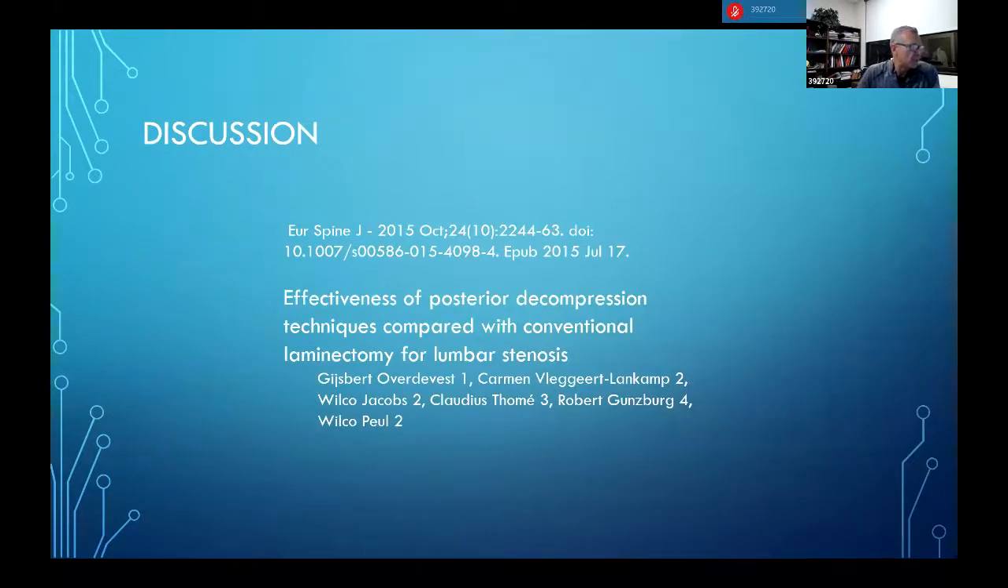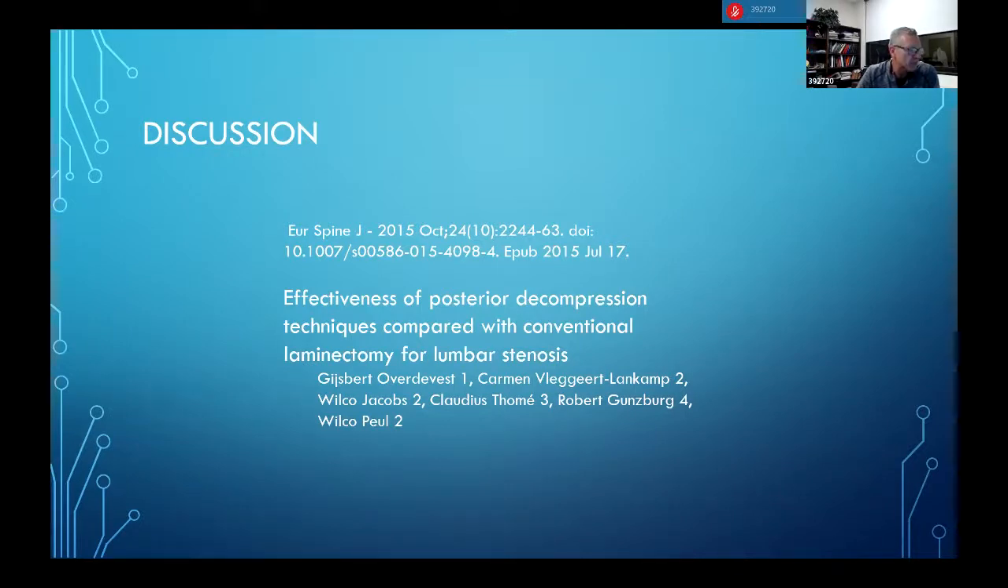So that's all I have for the technique here. I did put together a study looking at bilateral decompressions, which I do a lot of now, trying to preserve the spinous process and interspinous ligament at the segments I'm decompressing for stenosis. There's a meta-analysis from 2015 looking at a bunch of studies on the effectiveness of posterior decompression techniques. I think the only thing they found was a very slight trend towards decreased iatrogenic instability with bilateral laminotomy versus laminectomy, but not statistically significant.